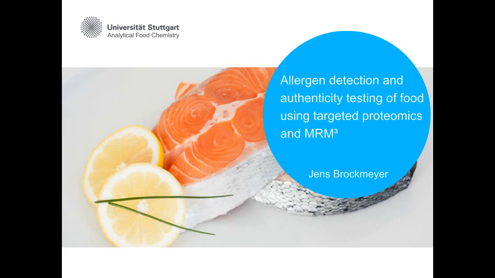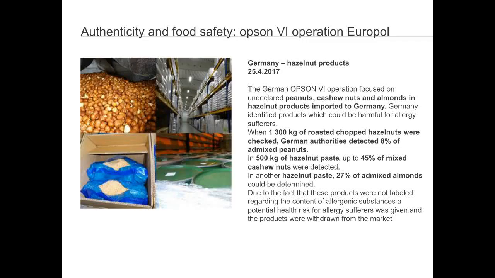Thank you very much for the kind introduction, and I'm happy to present you some of our research and some of our data on allergen detection and authenticity testing of food using targeted proteomics, so mass spectrometry, and especially also an approach which is available via SciEx QTRAP instruments, the so-called MRM Cubed technique. But before I go ahead and show you the experiment and the mass spec data, I'd like to give you a brief introduction on authenticity and the interconnection of authenticity and food safety.